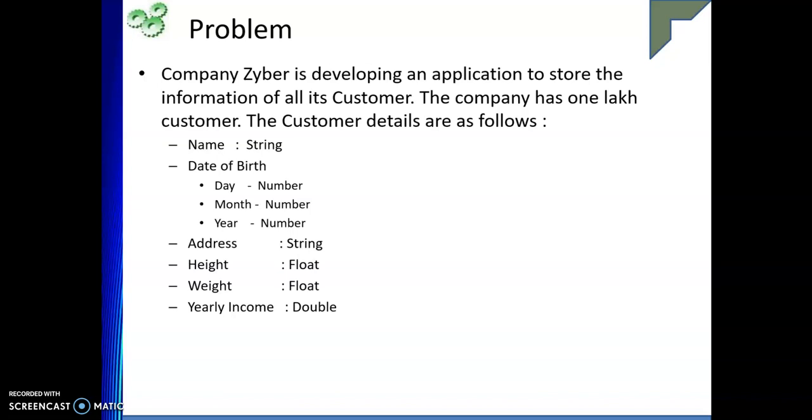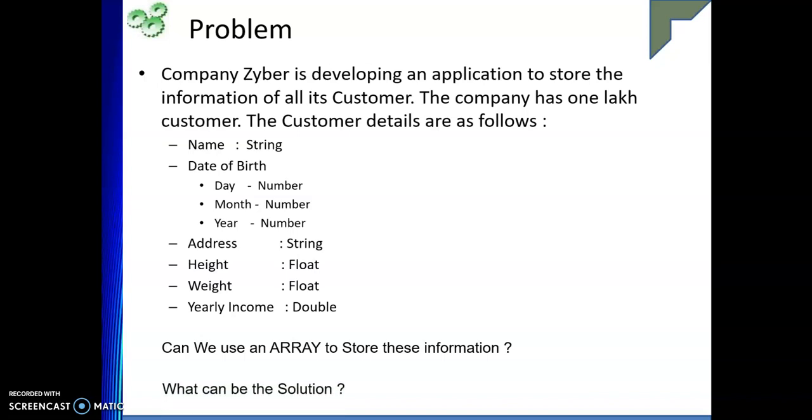So till now we have studied about the variables, then we have studied about array itself also. So can we use an array to store this information? As per the definition, an array can store only homogeneous data, that is, data of the same data type itself. So now here you can see all different types of data types. Like you have a string, we have integer, we have float, we have double, and all those things. So what could be the solution, right?